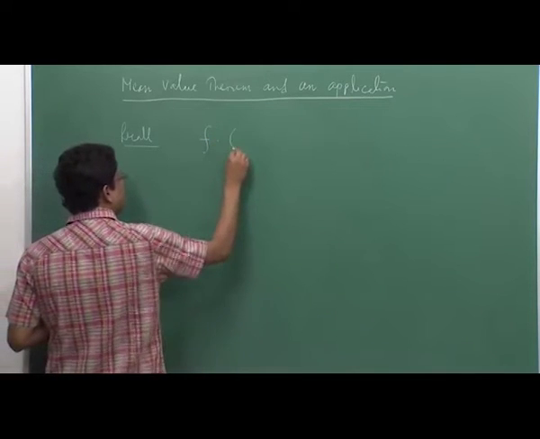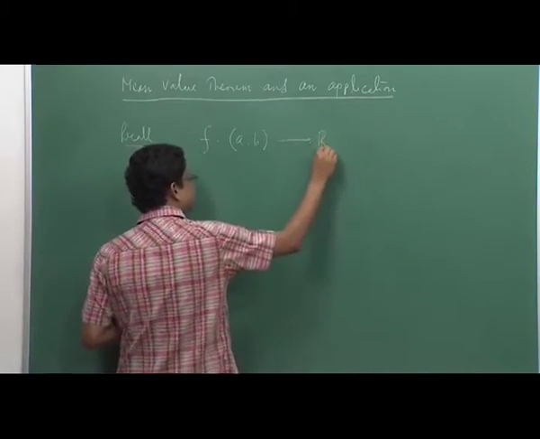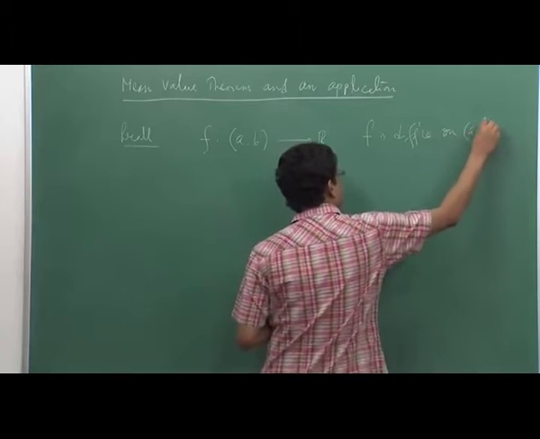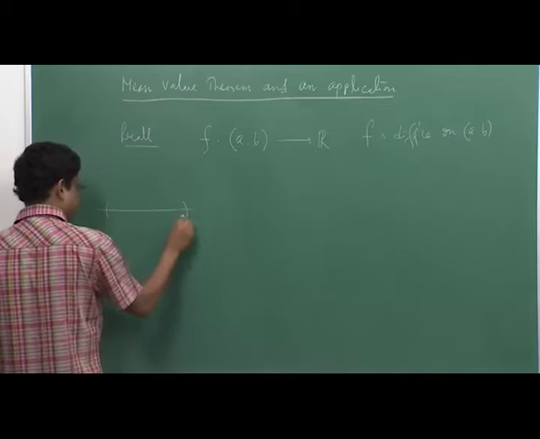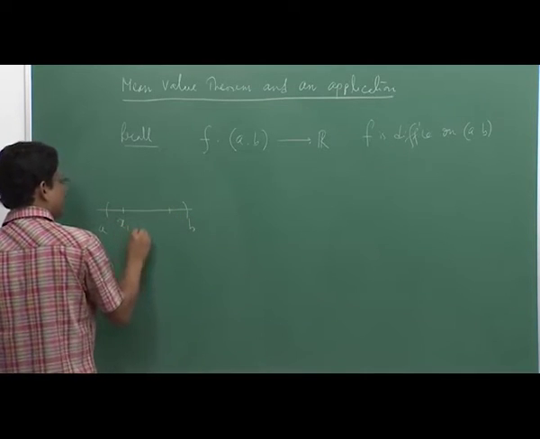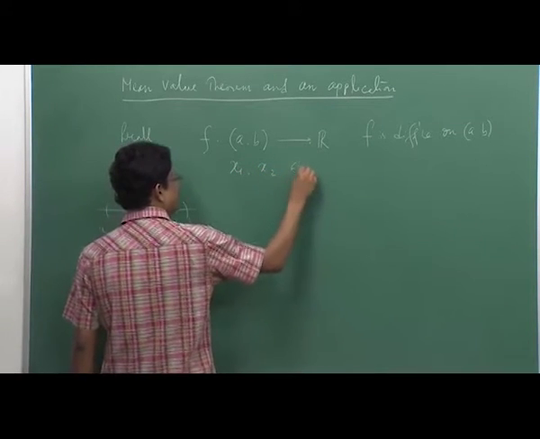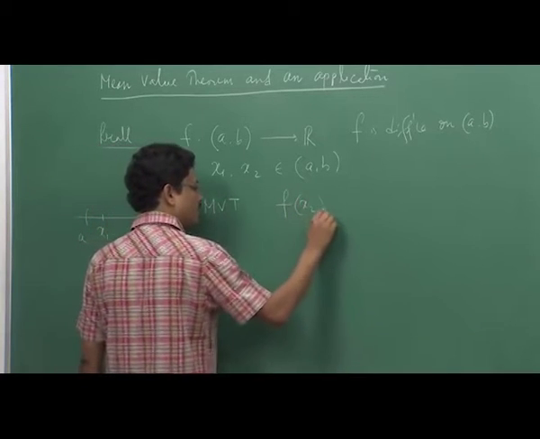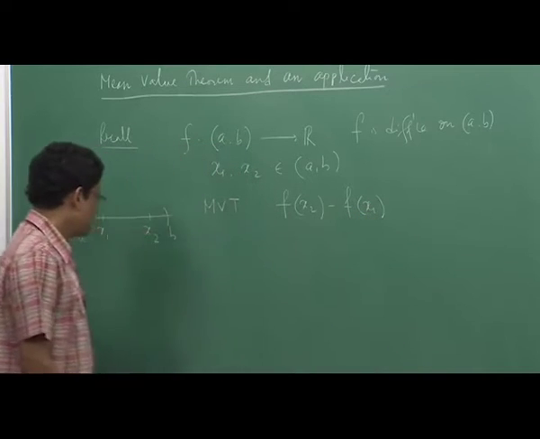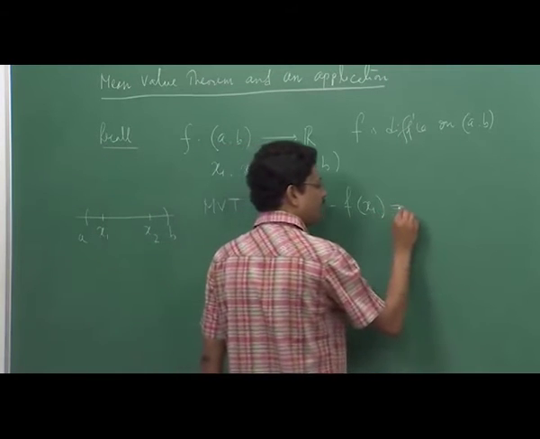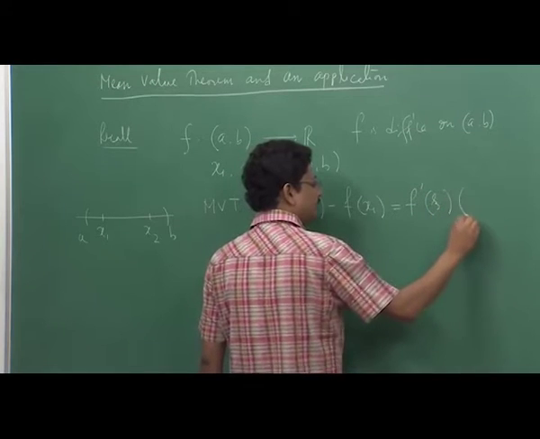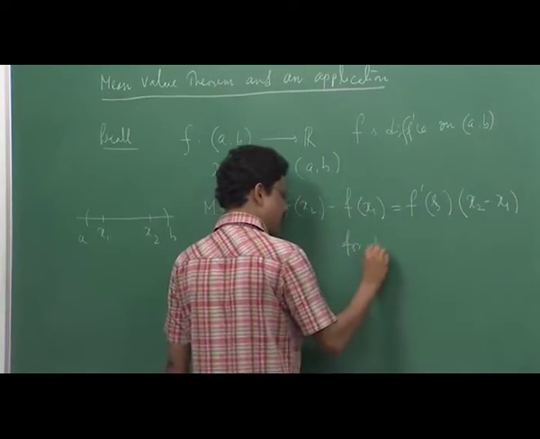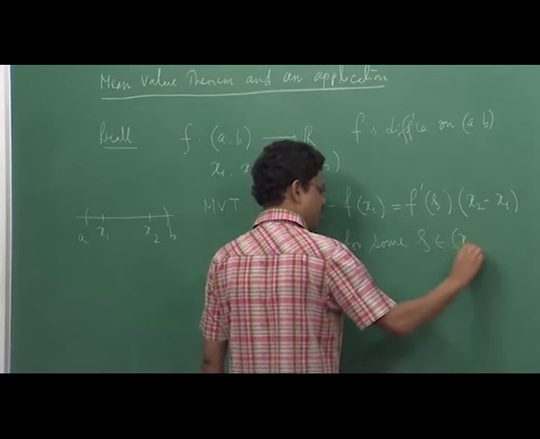So, suppose I have f from an interval a b to R and f is differentiable on a b, entire a b, right. Now, if I take any 2 points x 1 and x 2 in a b, then the mean value theorem says that the difference f x 2 minus f x 1, so the value difference between these two, is given by f prime xi into x 2 minus x 1 for some xi between x 1 and x 2.